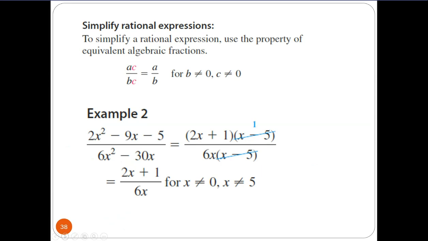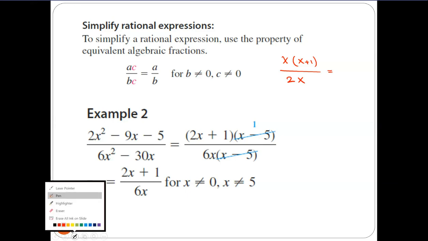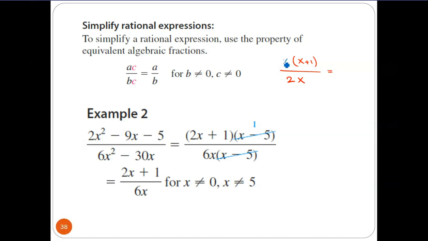Now, if we have any value in numerators and denominators that are equal and multiplied, we can remove it. Okay, for example, if we have x multiplied by x plus 1 and we have 2x, look at this. We have x and we have x. We can remove x with x because we have multiplication. So the result is x plus 1 over 2, the final result.